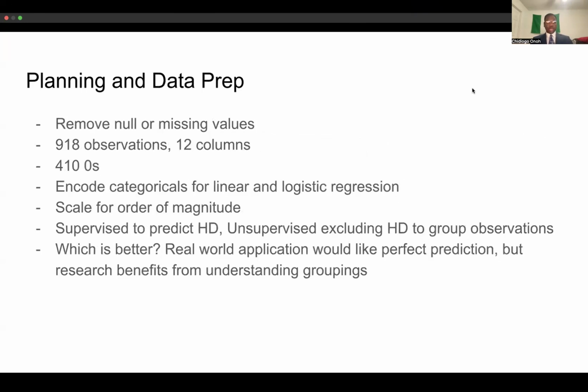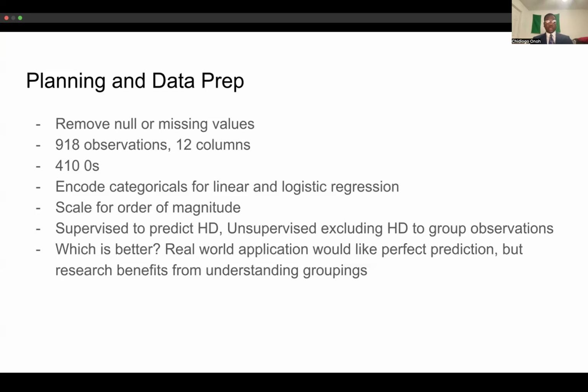Next, we begin with the planning and data prep. I remove the null or missing values, and that leaves us with 918 observations across 12 columns. We have 410 zeros in the heart disease target variable, and that leaves us with 508 ones, for a split of 44 to 56%. We encode our categorical variables for linear and logistic regression later, and we also scale our data set so that columns which may have been recorded at a higher order of magnitude don't thereby have a higher order of magnitude influence on the resulting models.